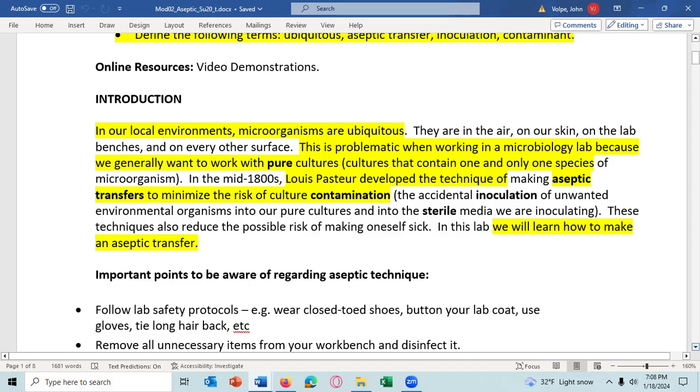We'll talk a little bit later that Dr. Koch came up with an easier way of developing a pure culture. Louis Pasteur also came up with the concept of aseptic technique and developed it to minimize the risk of culture contamination. We're going to learn about using aseptic technique in this lab.